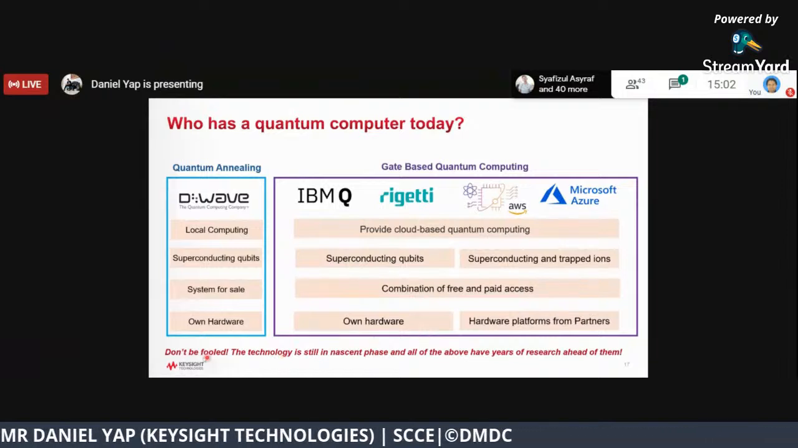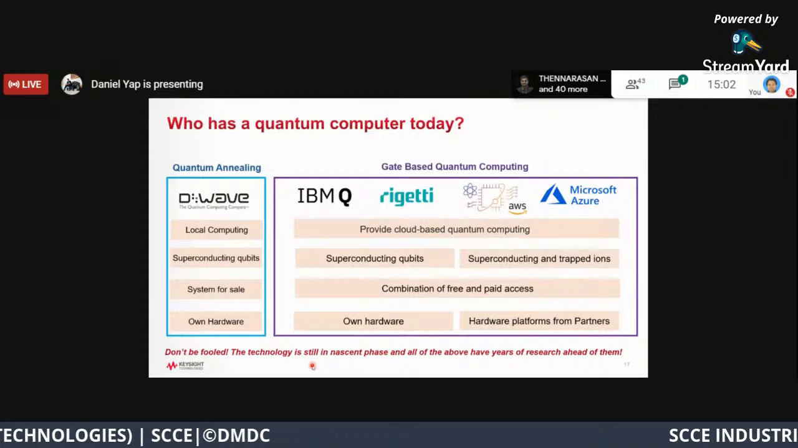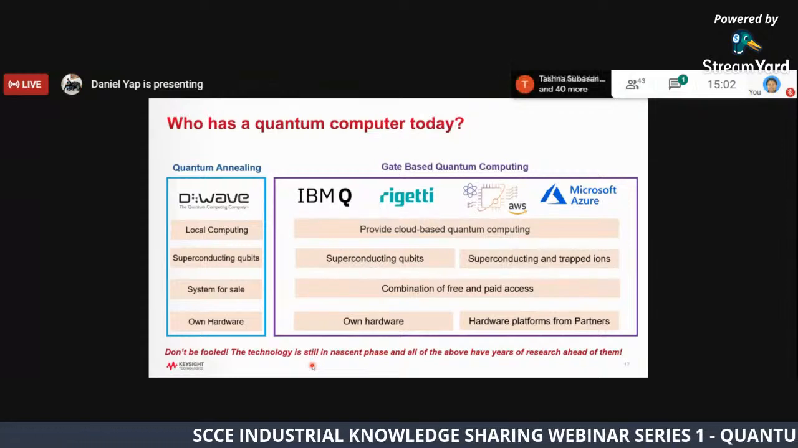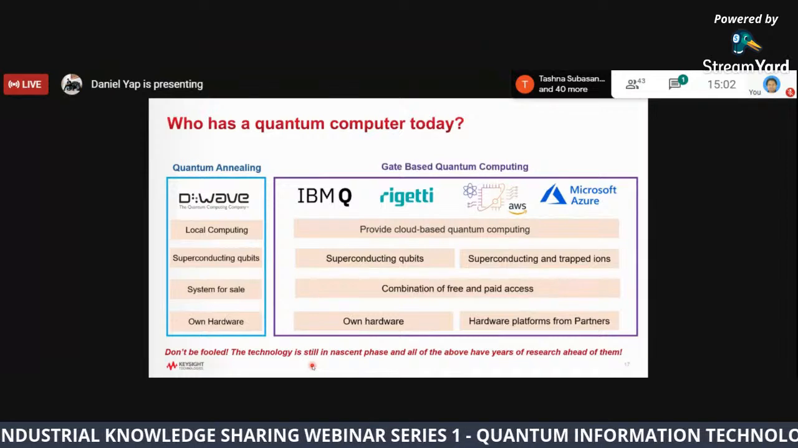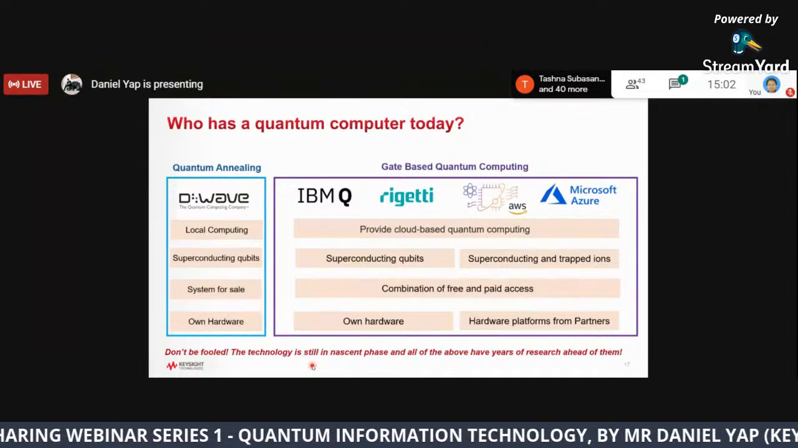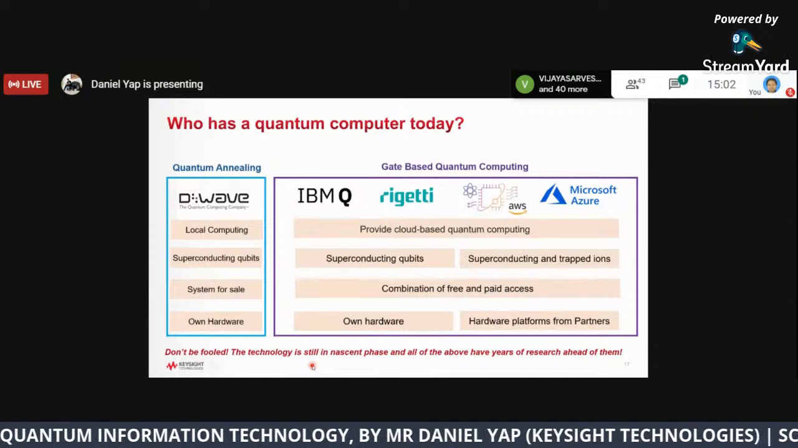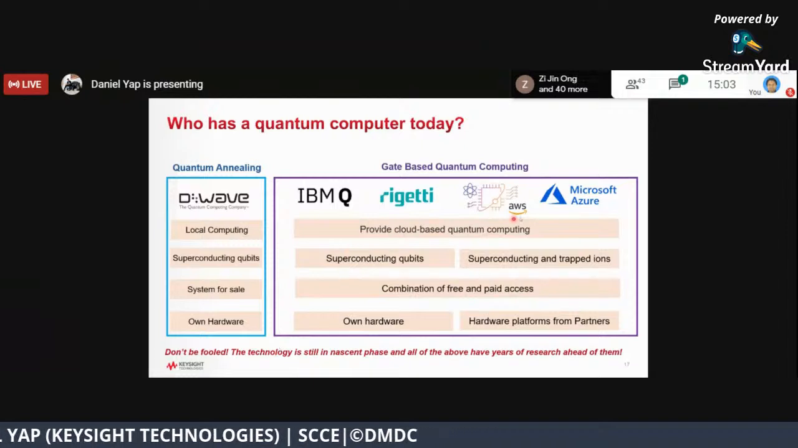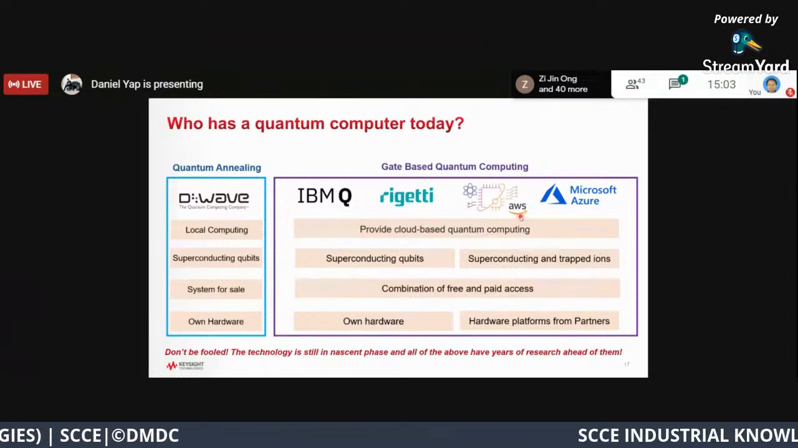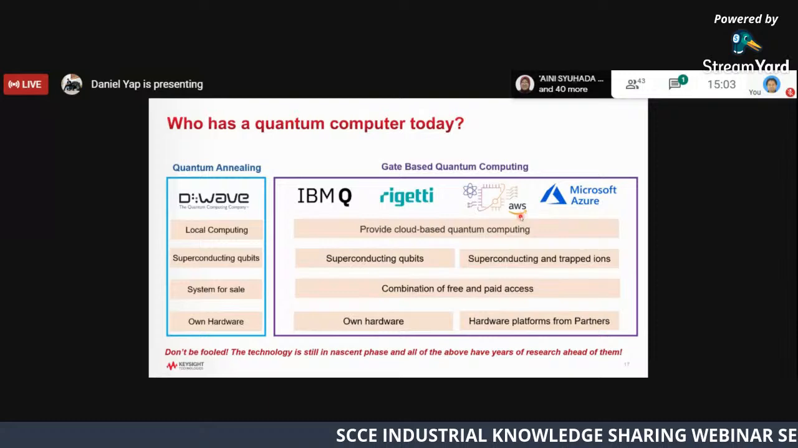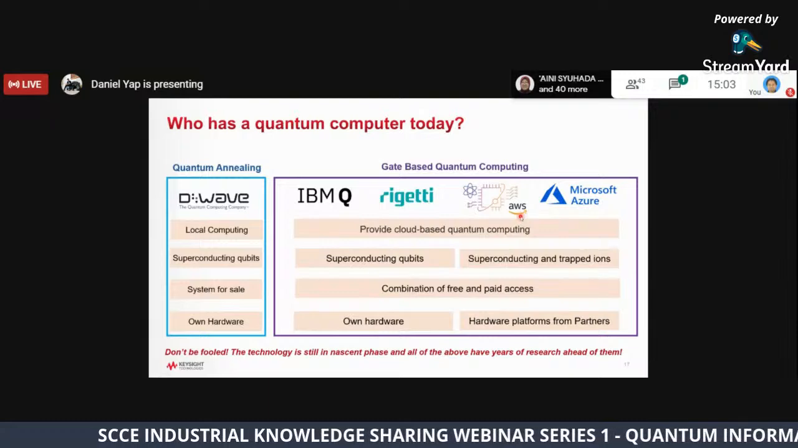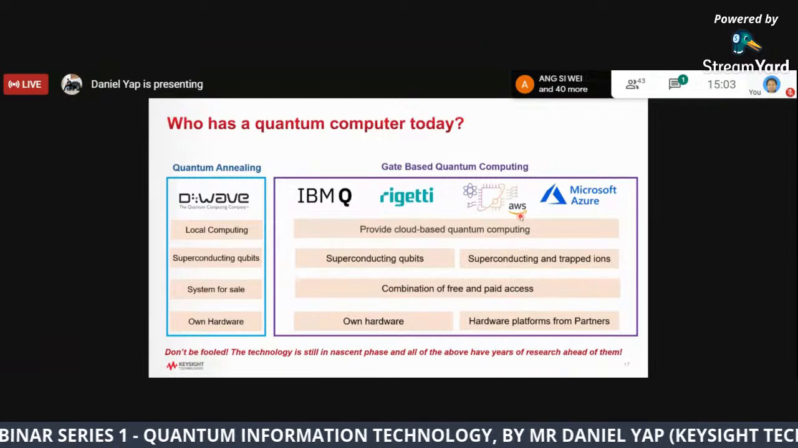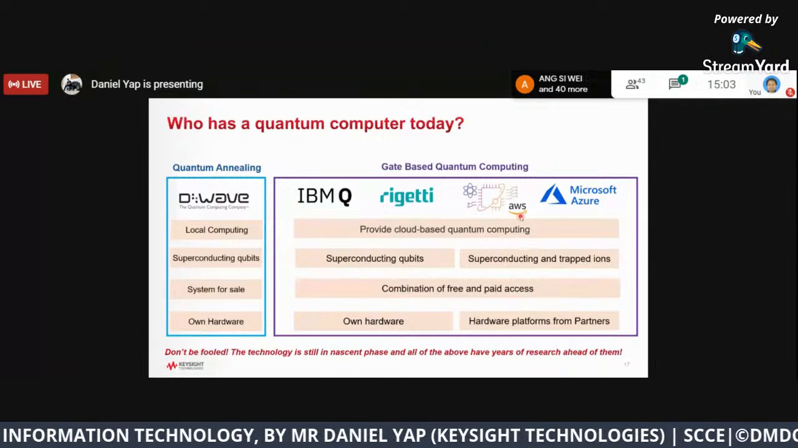So below here, there's a term: don't be fooled. The technology is still in a nascent phase, meaning you might think that it is a little mature. No, they are still at the very beginning in terms of commercial use. That's why you see these commercial companies starting to see the potential over recent years. But what you see today has taken many years of research work. Okay.